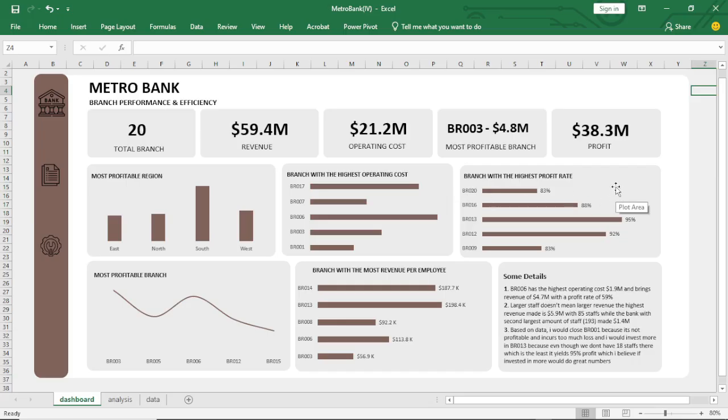Branch with the highest profit rate, branch 013. Branch 013 brought in more profit, 95% profit for Metro Bank. Then we have the most profitable branch. The most profitable branch is branch 003, just like what we said here, which is 4.8 million US dollars.